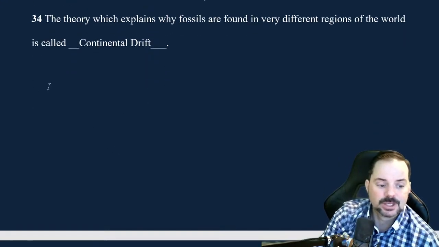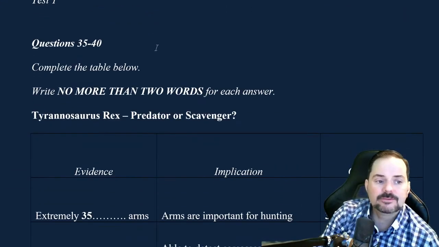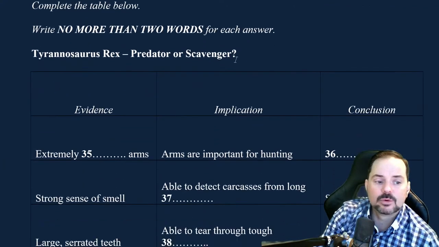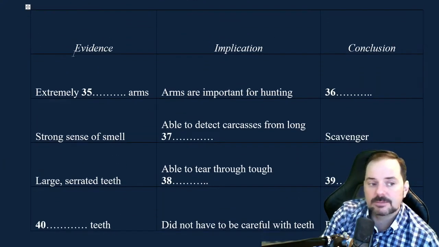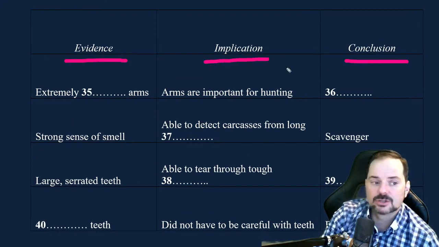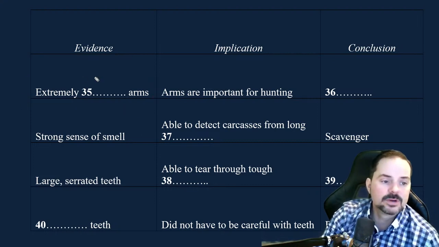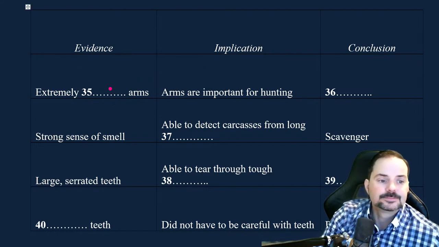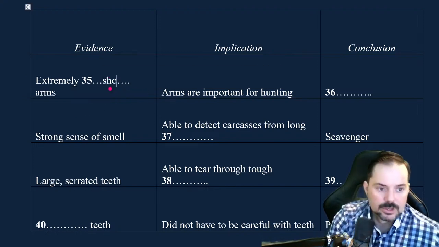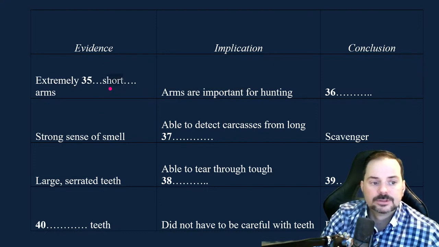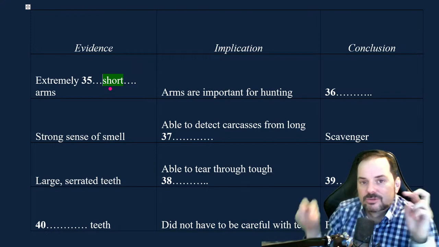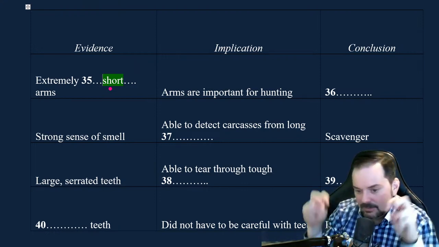Yeah, if you misspelled it, it would be wrong. Okay. All right, 34 or 35 to 40, it was slightly maybe easier. You just had to really pay attention to evidence, implication, conclusion. So the T-Rex had extremely short arms. That's right. So short arms, right? And we know that. I mean, that part of the movies and the pictures is true. T-Rex had these little tiny arms.